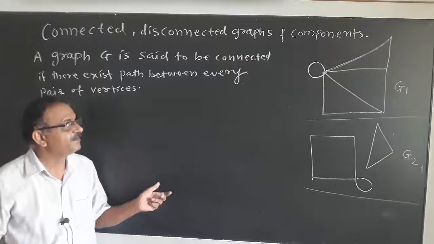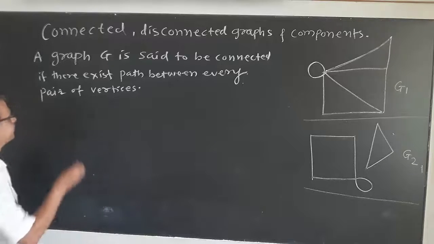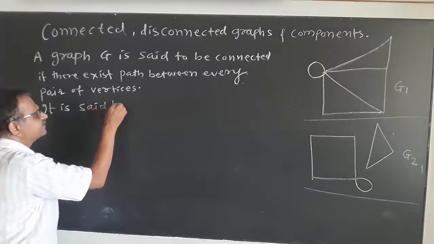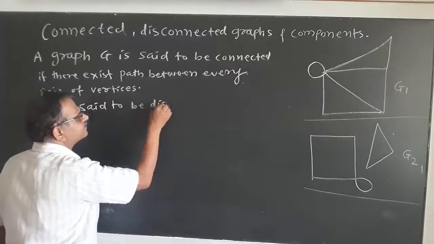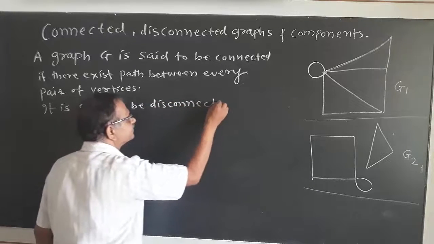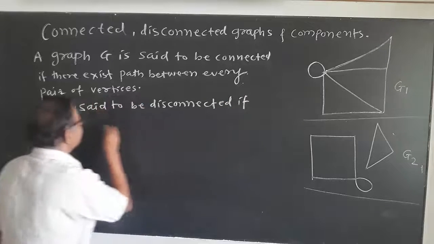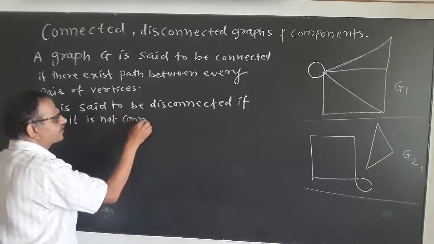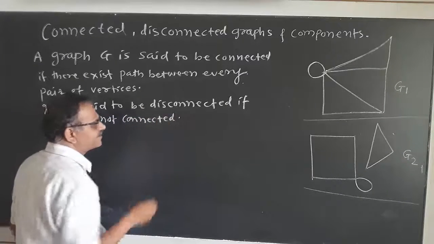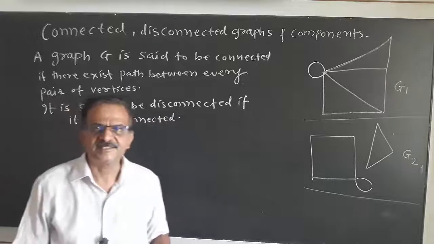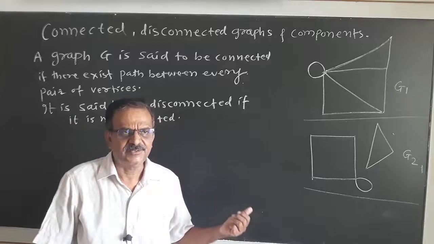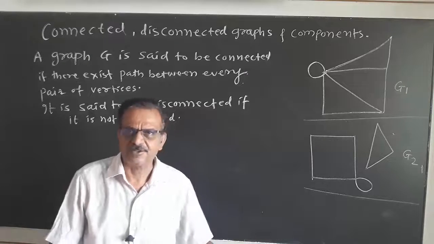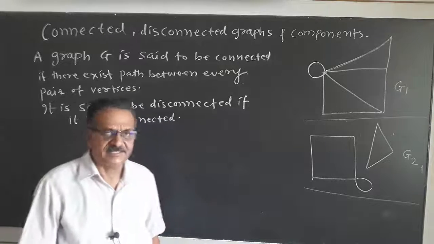If this case does not happen, then the graph is said to be disconnected. It is said to be disconnected if it is not connected. That means we cannot reach some vertex from given vertex by a path, or there does not exist a path between some pair of vertices, then that graph is said to be disconnected graph.